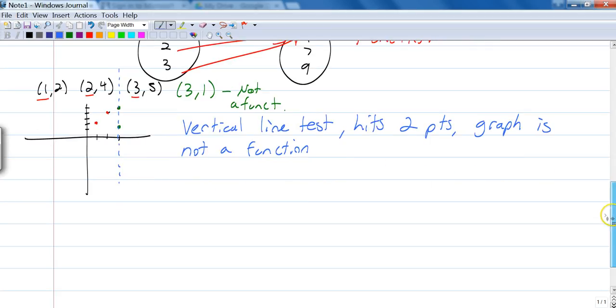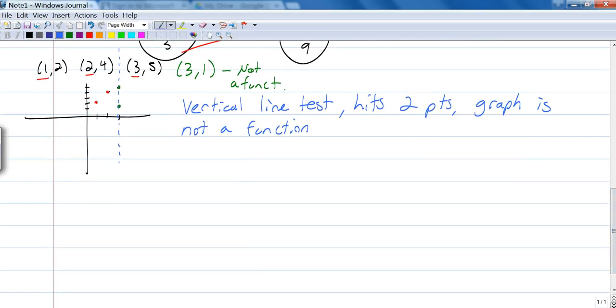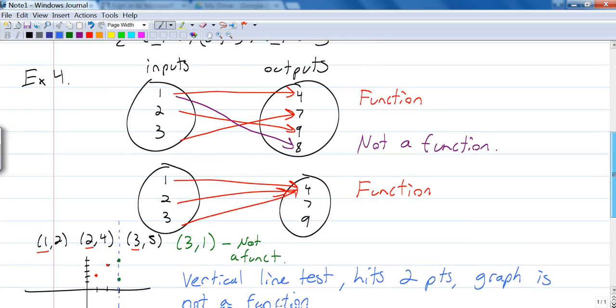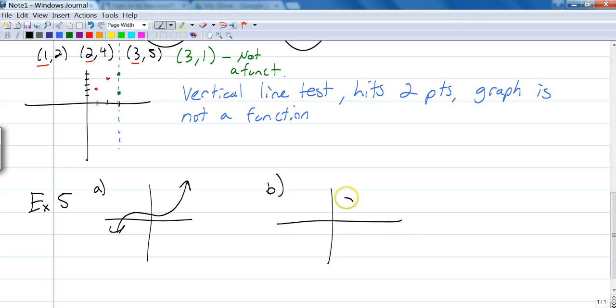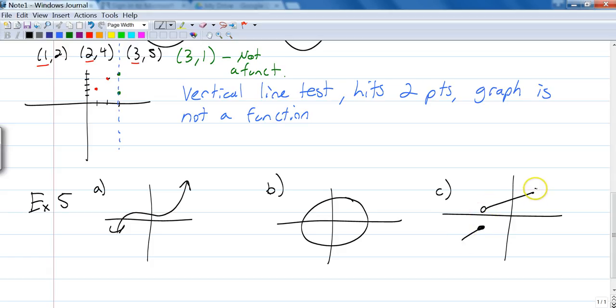Okay. So let me do a couple of quick graphs. I'll do example 5 here for our examples. So this is part A. I'll just do a graph like that. B, draw a circle. C, I'll do a piecewise.